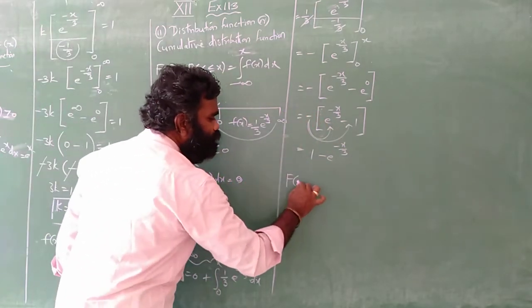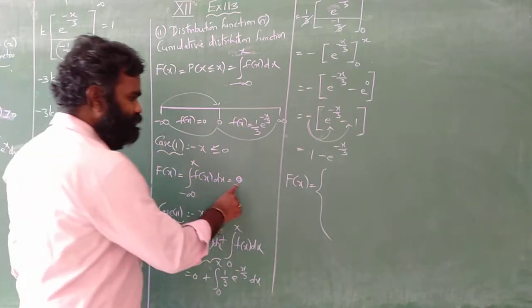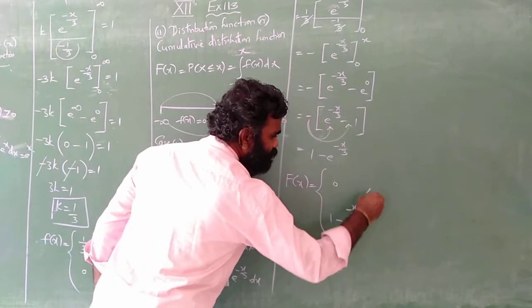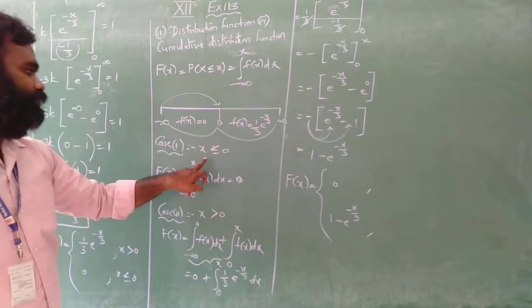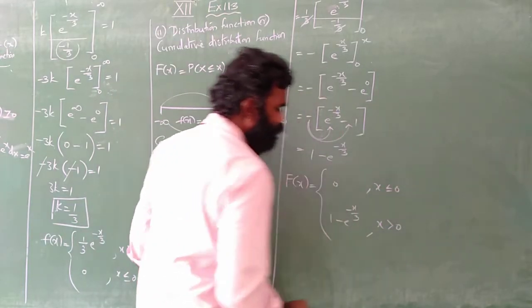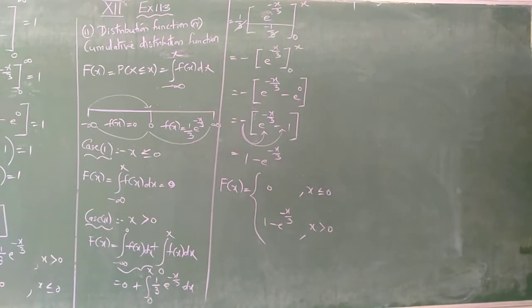Now I need to write capital F of x. What is the first answer? It is nothing but 0. What is the second answer? 1 minus e power minus x by 3. 0 occurs when x is less than or equal to 0, and this will occur when x is greater than 0. So we have found capital F of x. Next, what we want to find? We still need to find the third subdivision and fourth subdivision too.